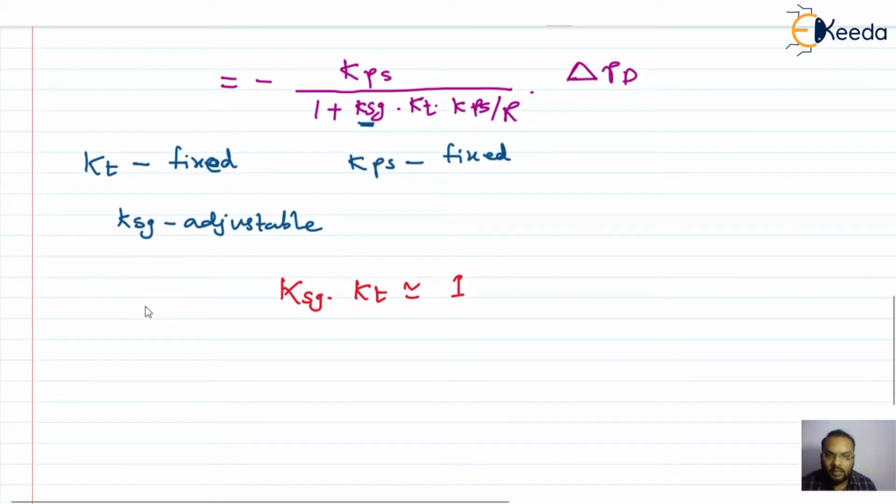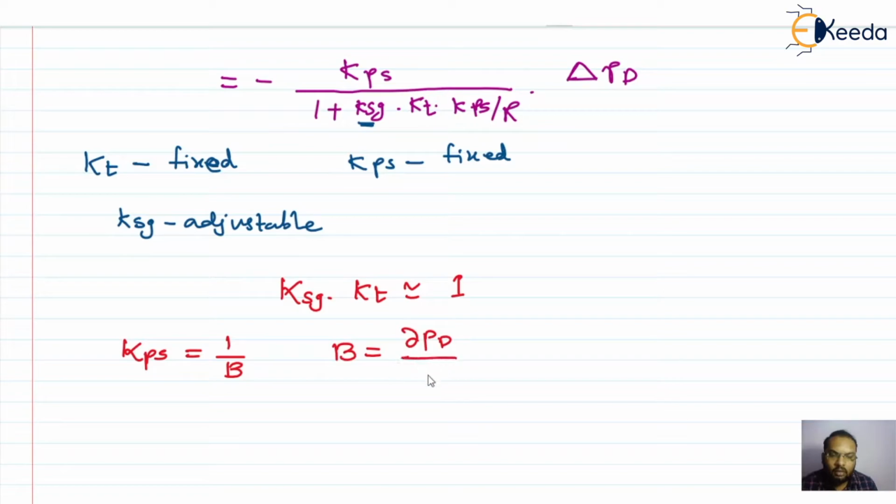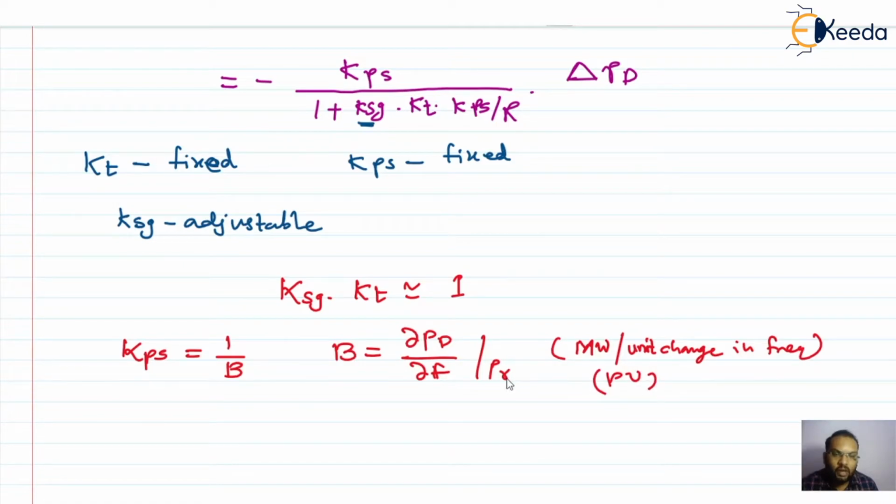Now this KPS is a fixed value, equal to 1 upon B, and that B we have already discussed. It is a power system constant; we can call it a damping constant as well. B is nothing but dou PD upon dou F: for a change in power demand, what is the change in frequency. If I divide it by PR, the kW rating of the alternator, it will give me the per unit value of this B. This B has units of megawatt per unit change in frequency, and it should be in per unit because we are dividing it by PR.